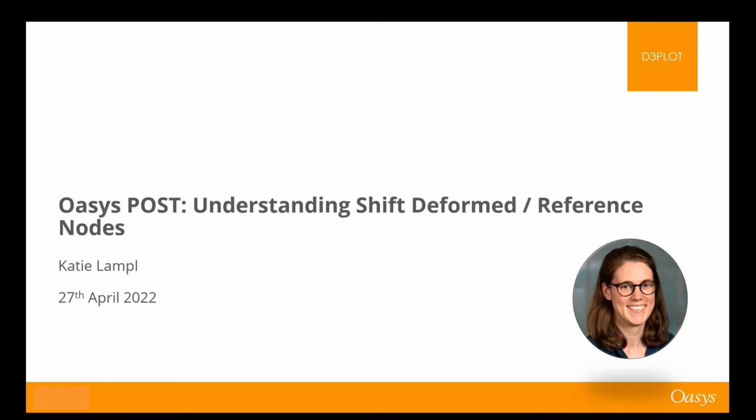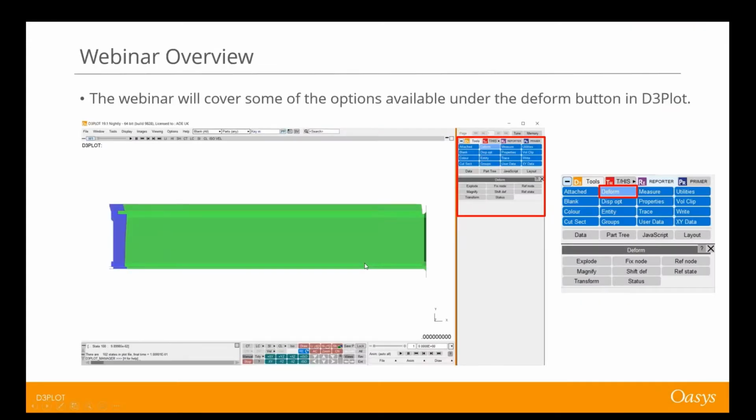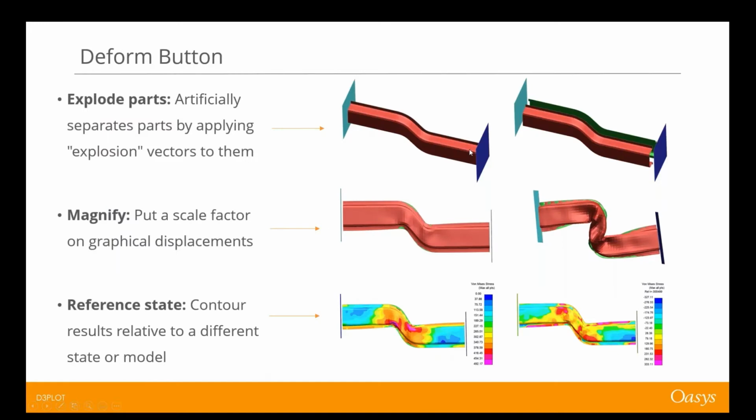So the focus of this webinar is to better understand some of the options under the deform button in D3PLOT, of which there are several. And this is where the deform button is located in the software. The first of these options is explode parts, which artificially separates parts by applying explosion vectors to them. That's what we can see in these two images here.